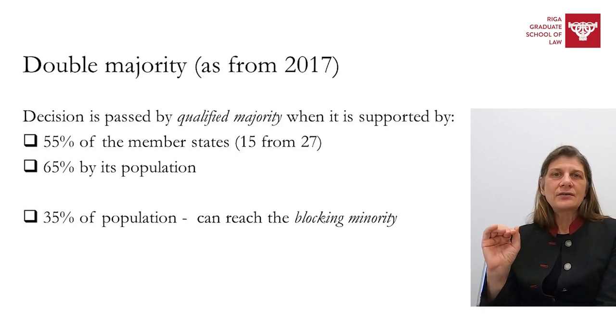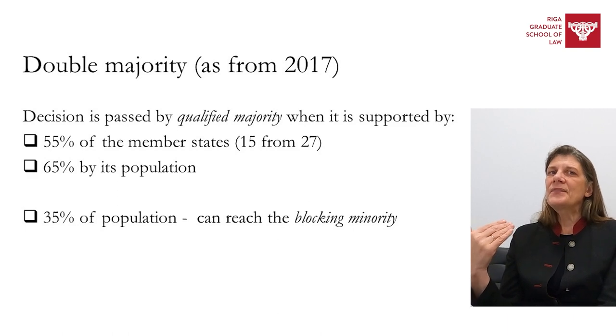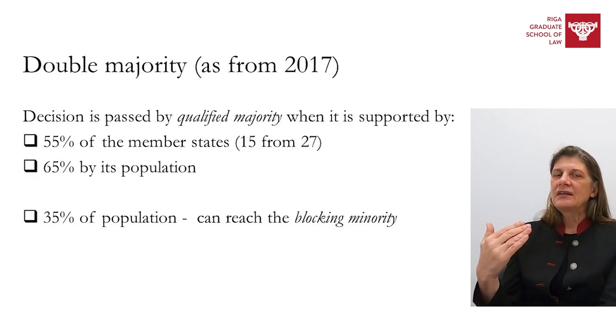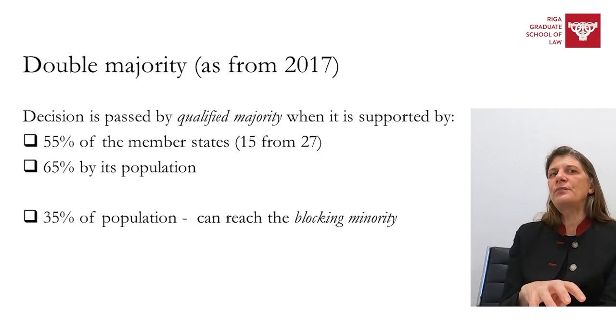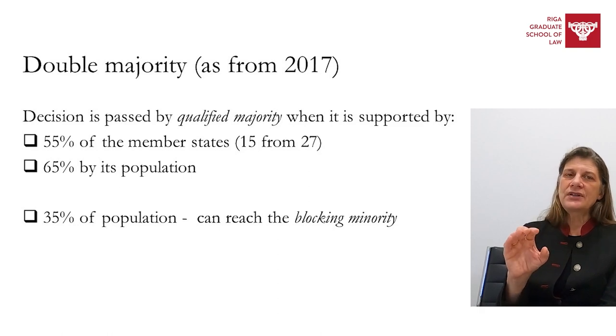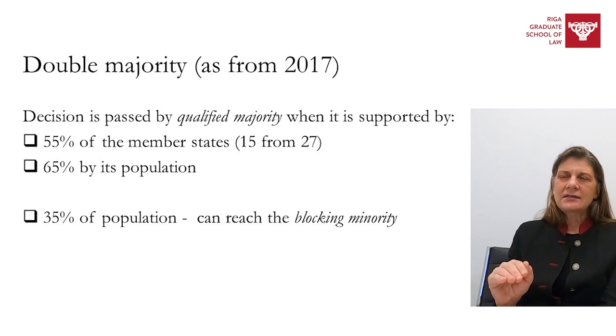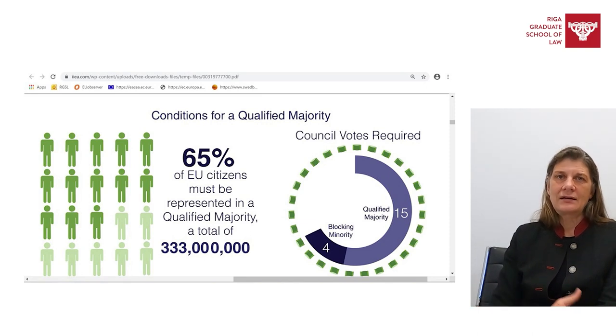There is also a condition that if 35% of the population stands behind a blocking vote, then the countries can block the decision. So they can actually stop the application, which is called a blocking minority. So 35% of the population can reach a blocking minority. It sounds quite complex. Let us have a look at the next slide in a graph. How does it look in practice?